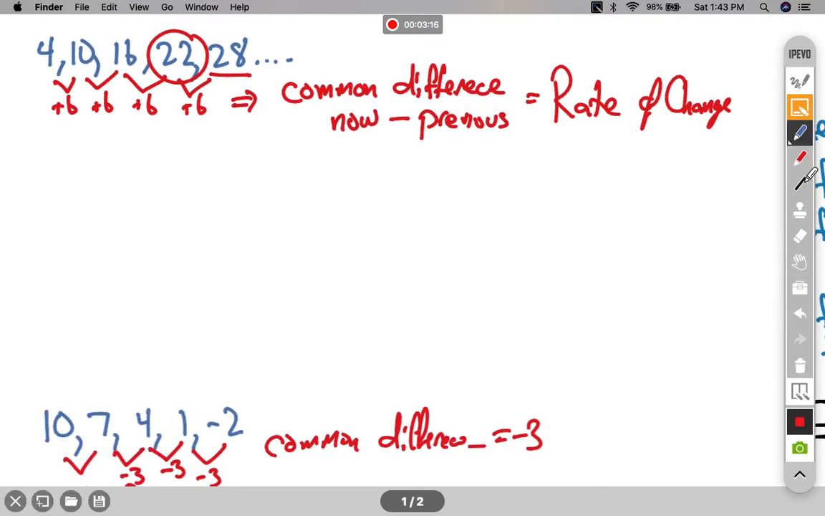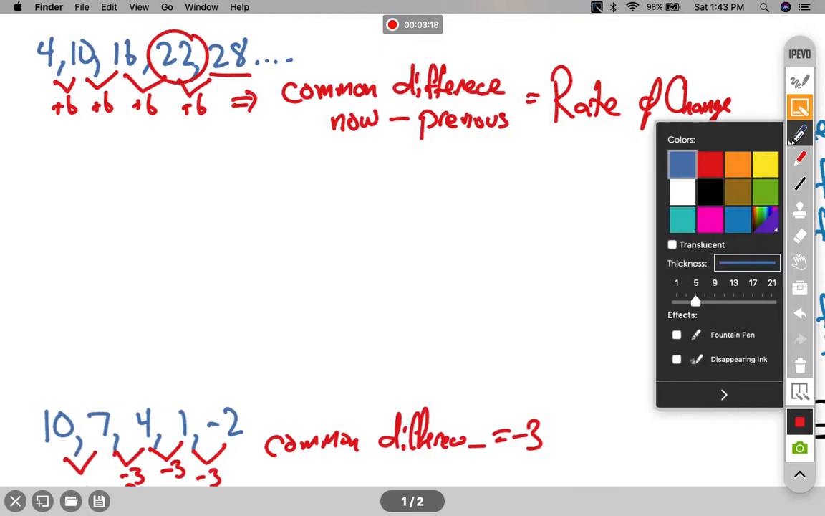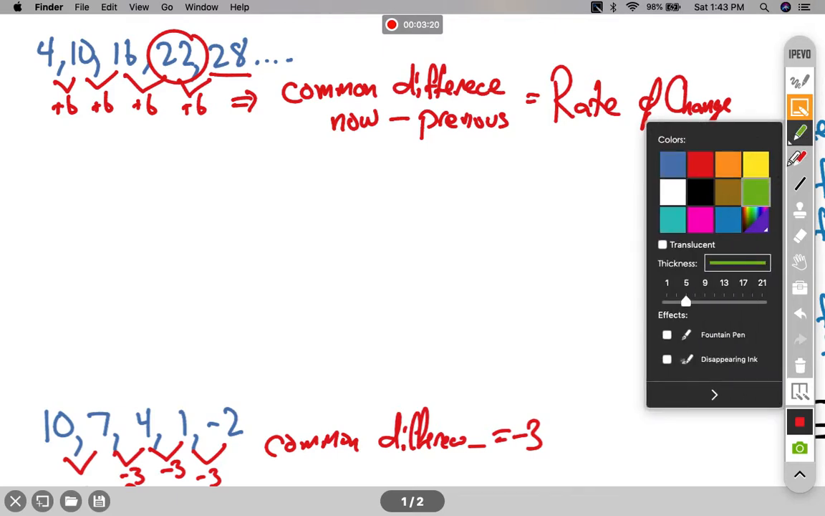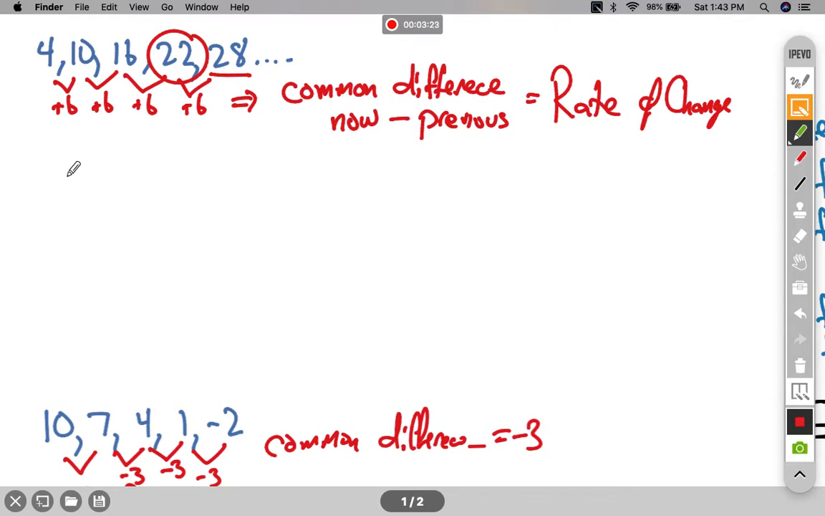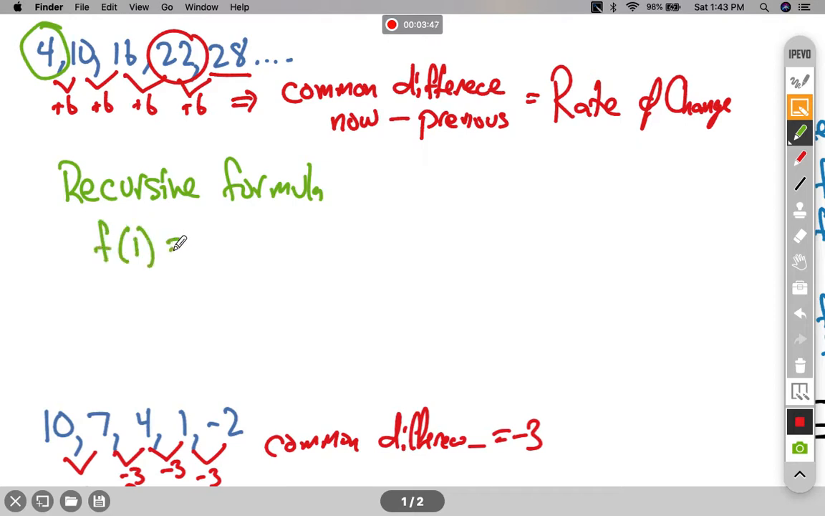Okay, when we're trying to describe this and write a formula for this, we're going to write what we call first our recursive formula. So in this case, recursive means what do you do to find the next number? We're using the last number to find the next one. To do a recursive formula, we always have to start off with what was our first number. So in this case, our first number is 4.